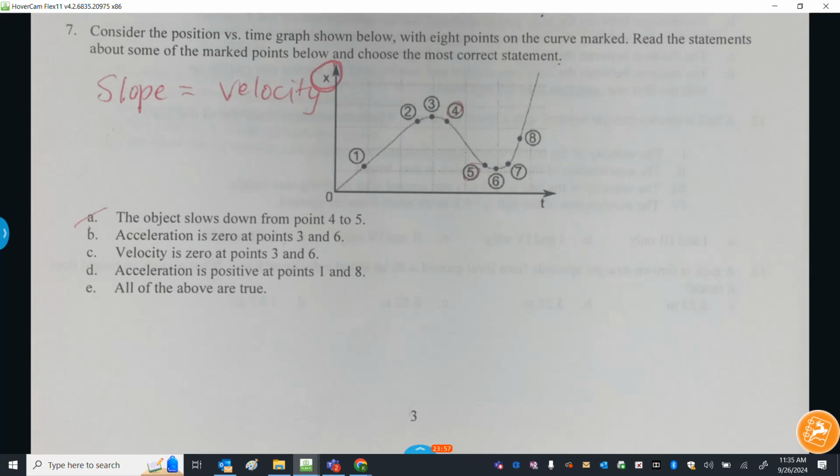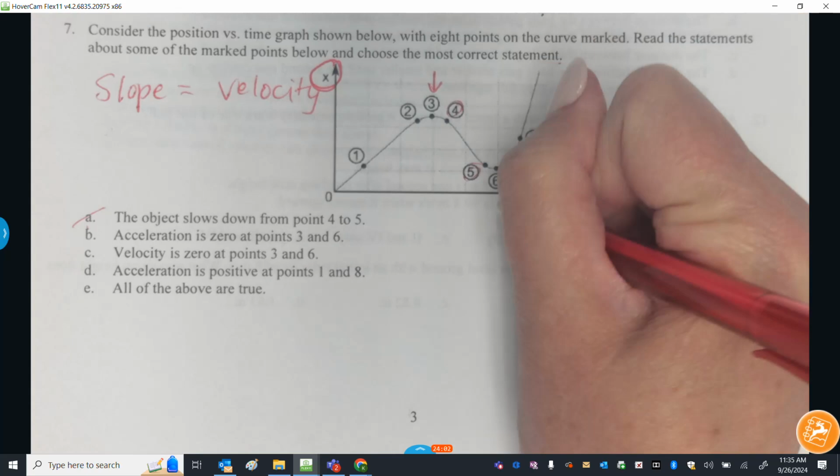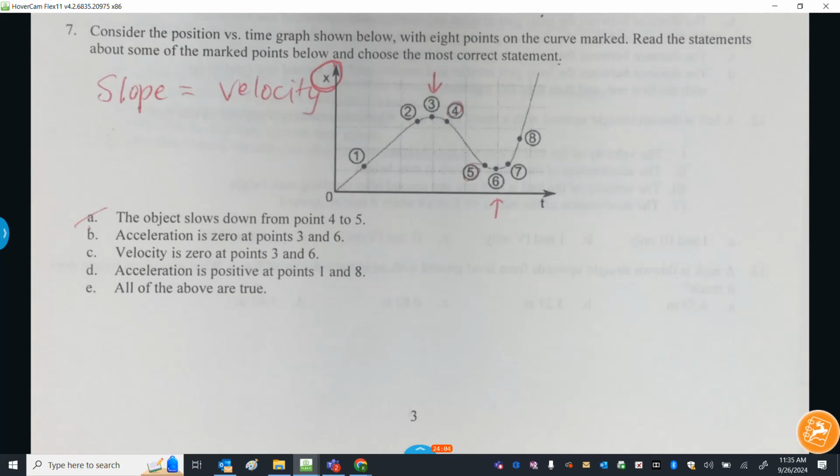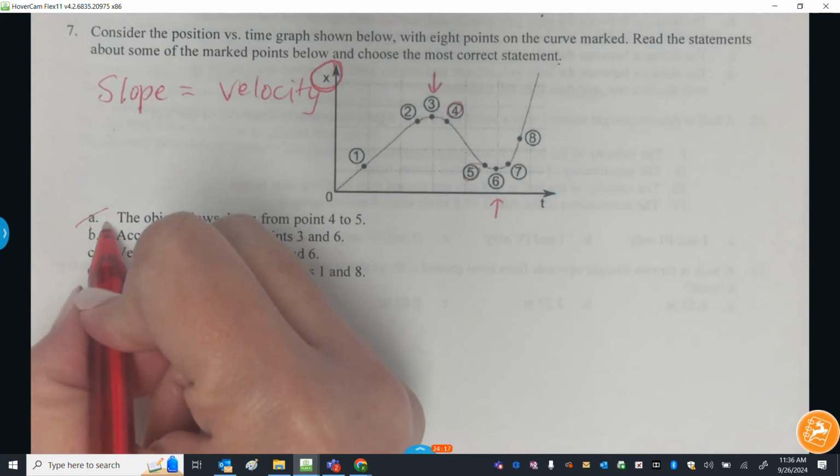B says acceleration is 0 at points 3 and 6. So at point 3 and point 6. Well, guys, points 3 and 6 are on the curve. They're definitely not going to have 0 acceleration. If you're on a curve, you are accelerating. That's why the line is curving. So this is not going to be your answer either.